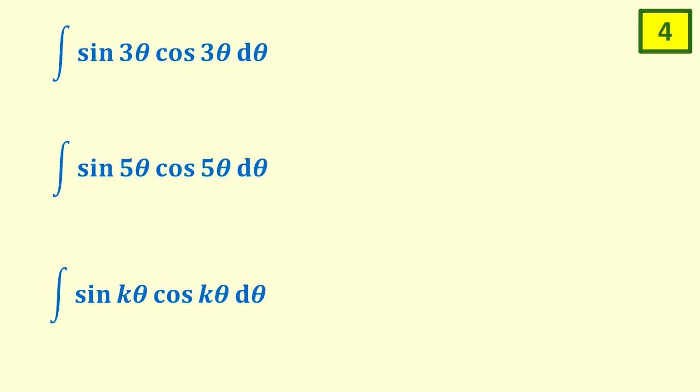If we want to have 3 theta or 5 theta or k theta, for example, we can rewrite sine 3 theta cos 3 theta as half of sine 6 theta. So whatever the number of thetas is, like sine 2a, we've got sine 2a is 2 sine a cos a. So sine 6 theta is 2 sine 3 theta cos 3 theta. So if we've got sine 3 theta cos 3 theta, that's the same as half sine 6 theta. And then when we integrate that, the integral of sine gives us a negative cos, but we need to divide by 6. So the answer is negative 1/12 cos 6 theta.